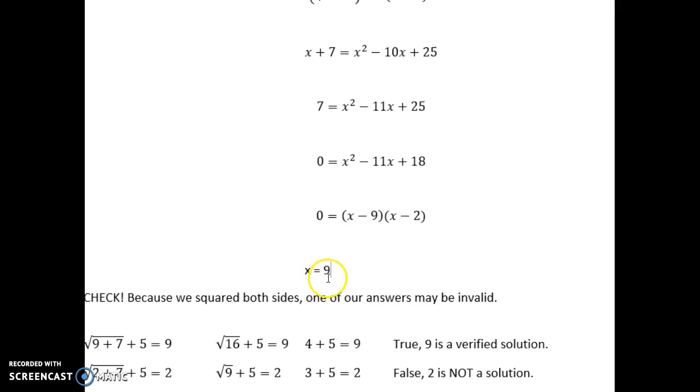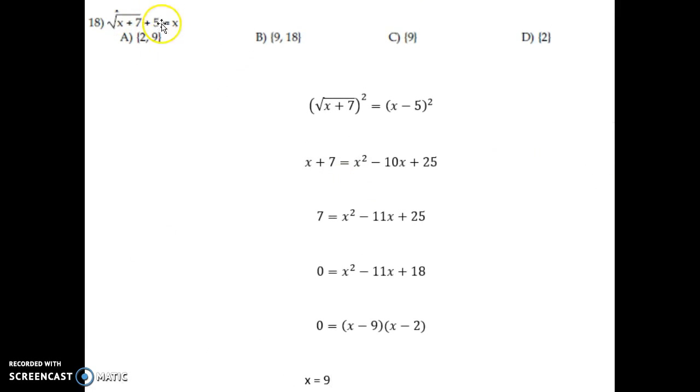So the only solution to this equation that we found is that x equals 9.